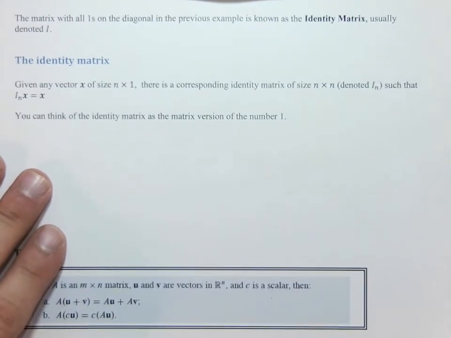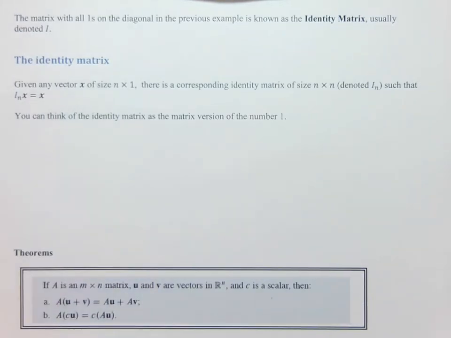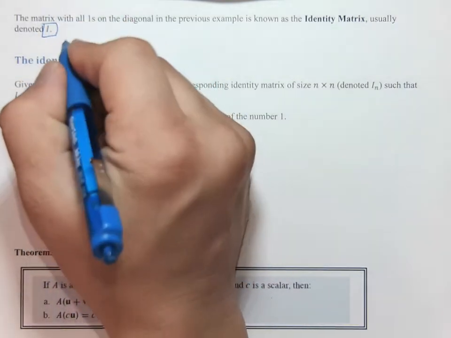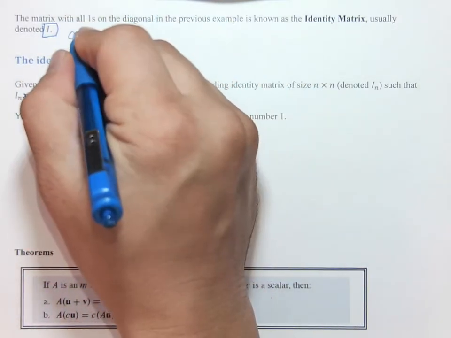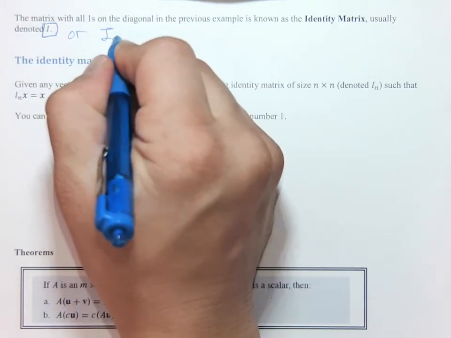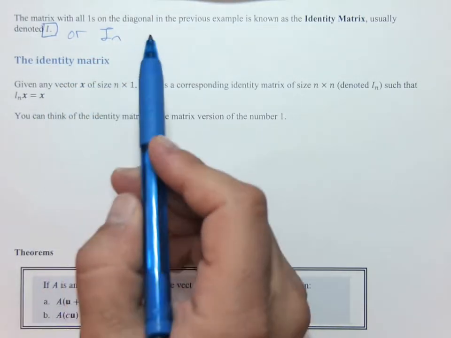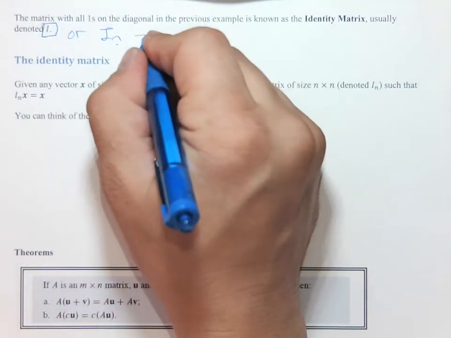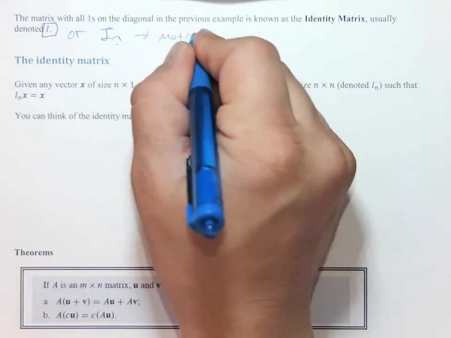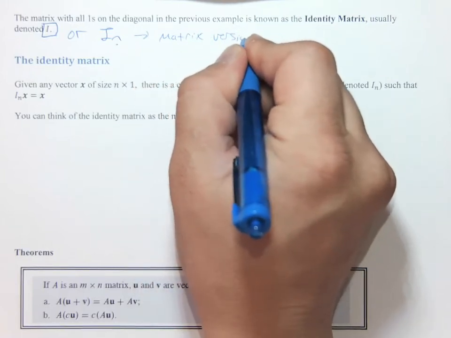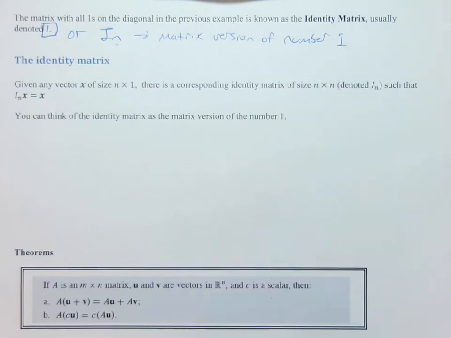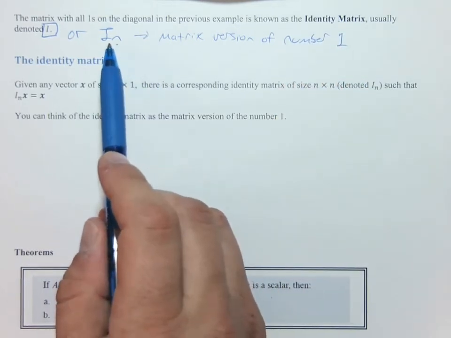So the matrix with all 1s on the diagonal in the previous example is known as the identity matrix, which is often denoted with a capital I, or more specifically, I sub n, where n tells us the dimension of that matrix. You can think of it as the matrix version of the number 1 in terms of multiplication, because when you multiply something by the identity matrix, it stays the same.